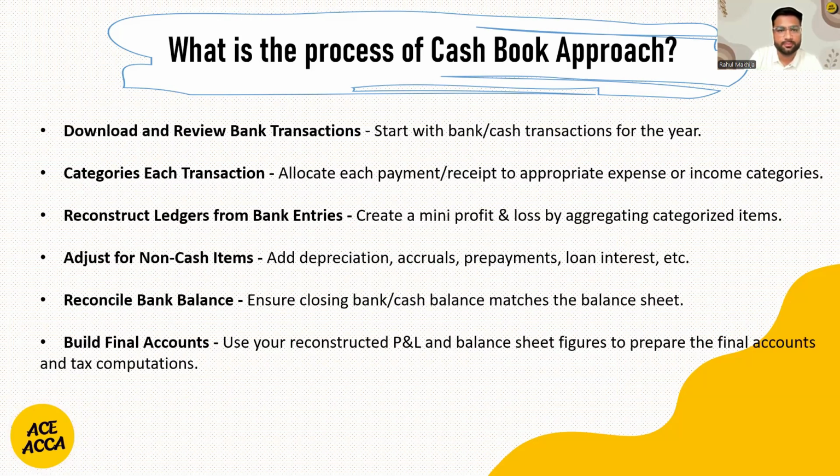Now, next, what is the process? We would see this process practically ahead, but let us now understand how this process works. So we first take those bank transactions, we download the bank statement, and then we categorize each transaction. We would allocate bank payments and bank receipts, and classify them into expense and income. And then we create ledgers based on those bank entries. We would adjust for all the non-cash items, as I told you earlier: depreciation, accruals, prepayments, all those things. We would reconcile those bank accounts, and at the end, we would build our final accounts.